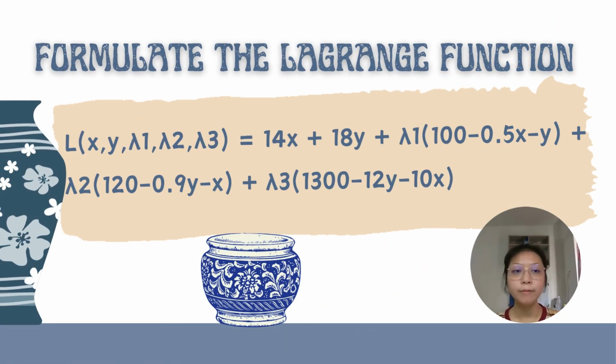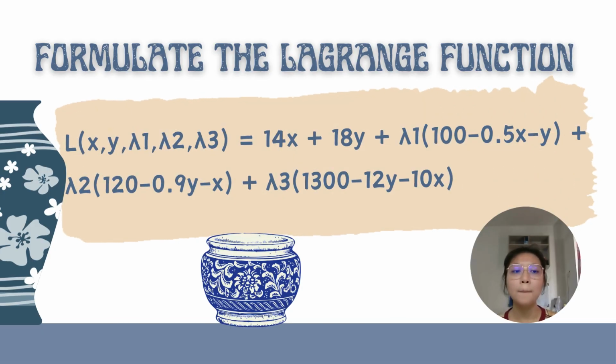Today, we will solve an optimization problem using Lagrange multipliers. The objective is to optimize a profit function f(x,y) subject to multiple constraints. Specifically, we will examine a real-world scenario where we maximize profit in manufacturing while respecting resource limitations.